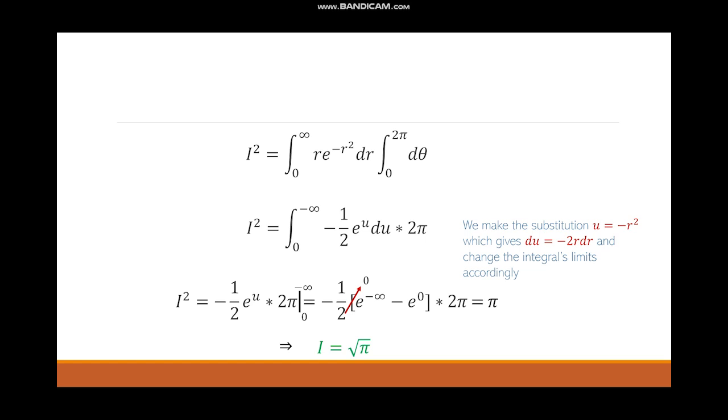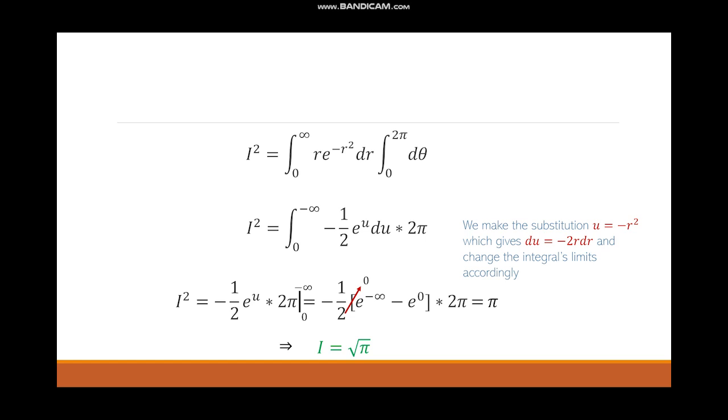If we make the u-substitution u equals minus r squared, that means that du is minus 2r dr, which means the integrand turns into minus 1/2 e to the u du. And we still have to change the limits of integration, and those become 0 and minus infinity accordingly. And the second integral is actually really easy, because it's just the integral of 0 to 2 pi d theta, which is just 2 pi. So now all we're left to do is integrate minus 1/2 e to the u, which is again minus 1/2 e to the u, and evaluate from 0 to negative infinity, and then multiply by 2 pi.